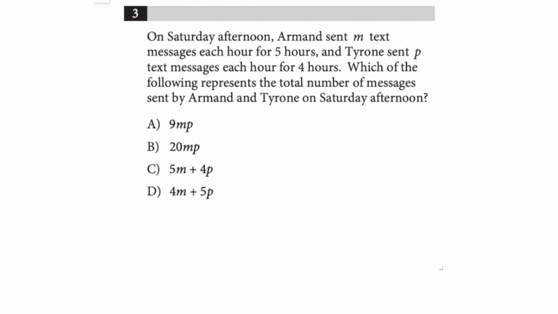Number 3, on Saturday afternoon, Armand sent M text messages each hour for 5 hours, and Tyrone sent P text messages each hour for 4 hours. Which of the following represents the total number of messages sent by Armand and Tyrone on Saturday afternoon? Well, for Armand, M is the number of text messages per hour, and then 5 is the number of hours. So if I multiply 5 times M, I get the total messages that Armand sent.